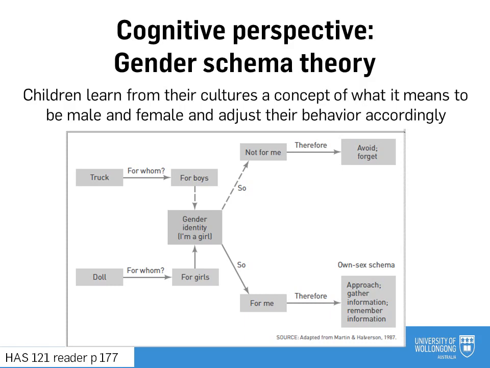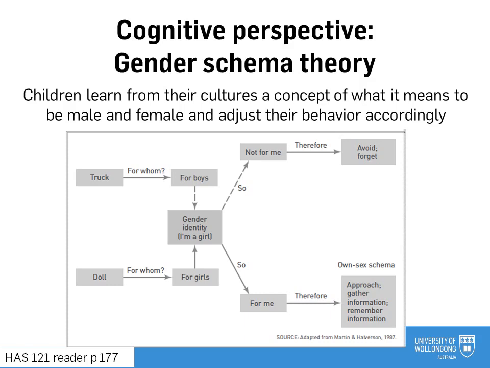So basically, this suggests it's not that children are just acted upon by agents of socialization. They are actively contributing to their socialization by requesting gender-associated toys and clothes, etc. So they form an idea very early of what it means to be a male or female. And gender schema theory suggests that children learn from their cultures to be male or female, and then they adjust their behavior accordingly. So then they ask for the truck instead of the doll, and they want to play sports instead of doing something that would be considered more female.